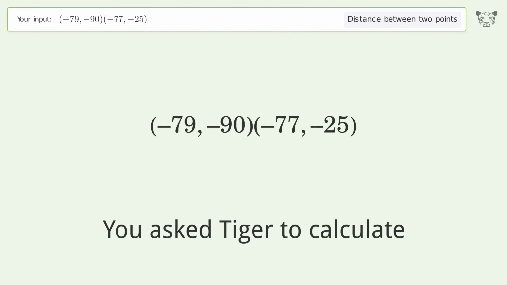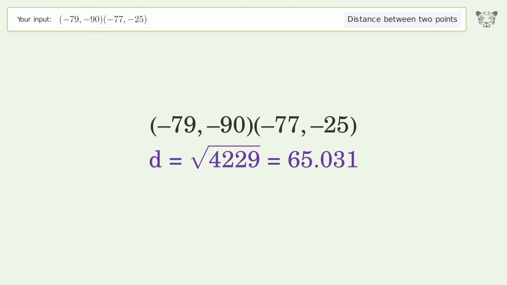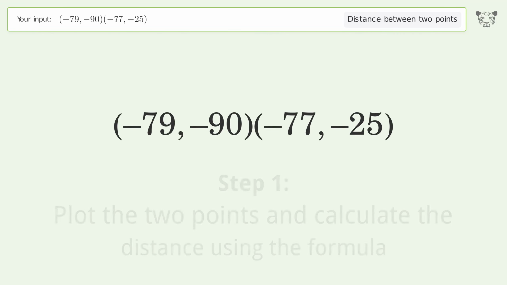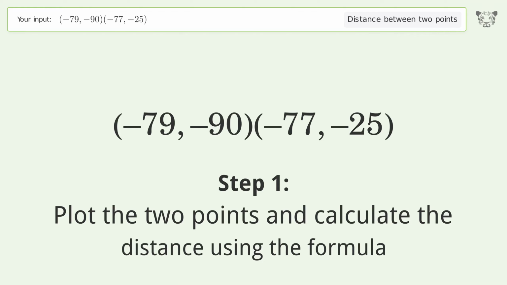You ask Tiger to calculate. This deals with the distance between 2 points. The distance between the 2 points is the square root of 4,229, or 65.031. Let's solve it step by step. Plot the 2 points and calculate the distance using the formula.